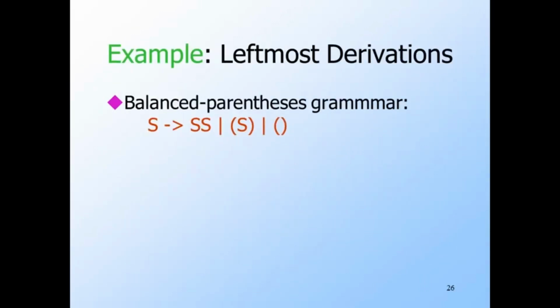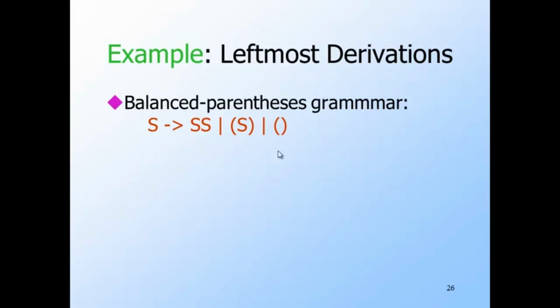Let's introduce another very simple grammar that generates a language that is not a regular language. This grammar has only one variable, but unlike the 0 to the n, 1 to the n grammar, there are productions with more than one variable in the body. This grammar generates strings of balanced parentheses, those strings that are legal in arithmetic expressions.